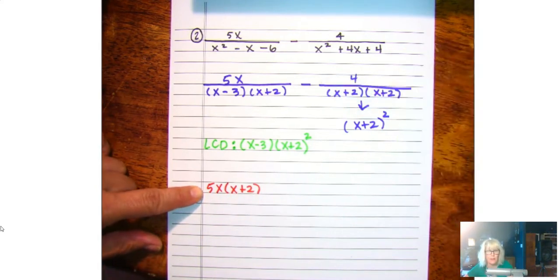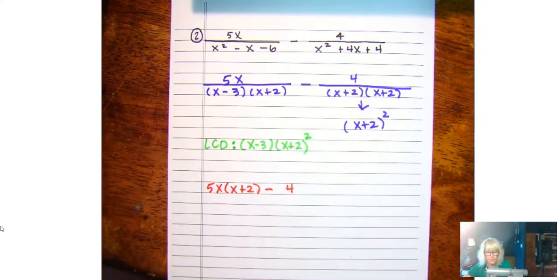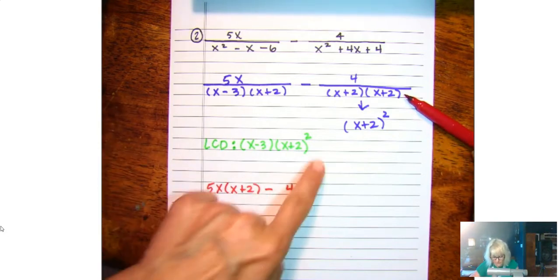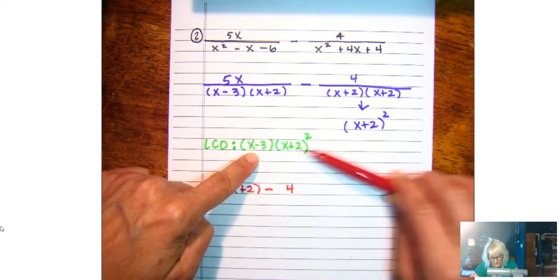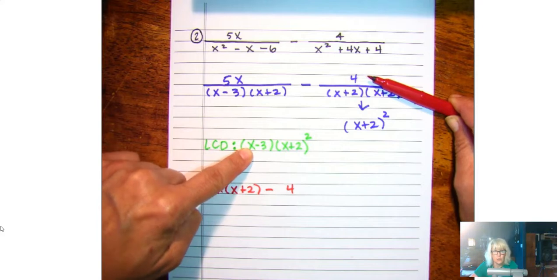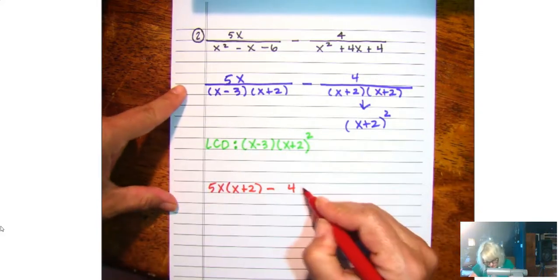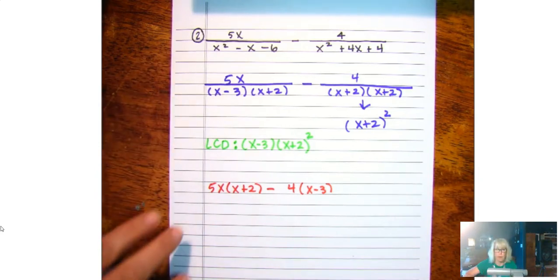I'm going to recopy the minus sign, recopy the other top piece of the fraction, and then do the same thing all over again. I'm going to look at the bottom, figure out what is missing in my LCD. I've got 2 of these right here, so the missing piece for the second fraction is going to be x minus 3, so that's what I'm multiplying by. Let me go ahead and do this order of operations.